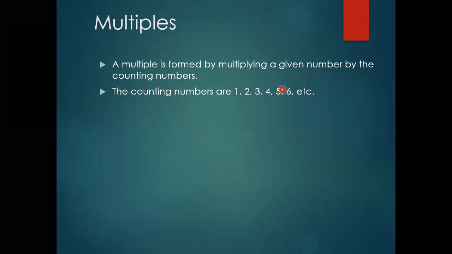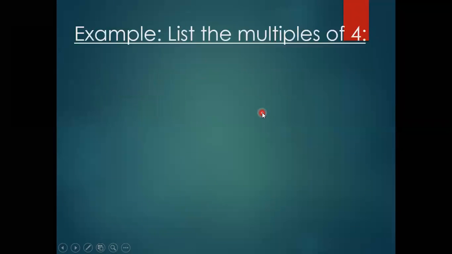First, what are multiples? A multiple is formed by multiplying a given number by the counting numbers. You know what counting numbers are? Counting numbers mean 1, 2, 3, 4, 5, 6, 7, 8, like that. So, how can we form a multiple? A multiple is formed by multiplying a given number by counting numbers. We can check how to form multiples.